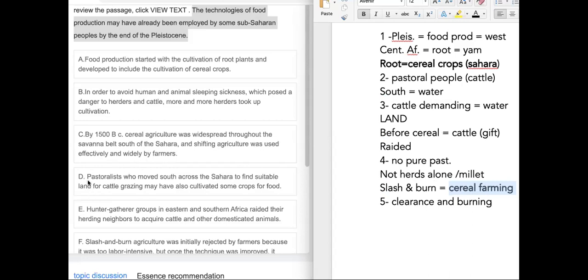Let's see D. Pastoralists who moved south across the Sahara to find suitable land for cattle grazing may have also cultivated some crops for food. That was true because right there we got the South Sahara, that was mentioned, and we've got these mention of other crops. Remember the millet, and there was another one mentioned. It wasn't the herds alone, they were farming. So that could be, I can't eliminate that.